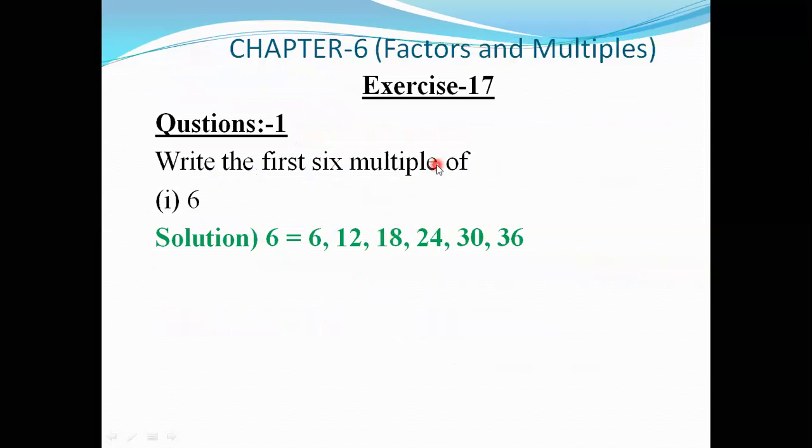Now, from this discussion, we will try to understand the question. Write the first 6 multiples of 6. Solution: when we write the 6 multiples, they are 6, 12, 18, 24, 30 and 36. These are the 6 multiples: 1, 2, 3, 4, 5 and 6.